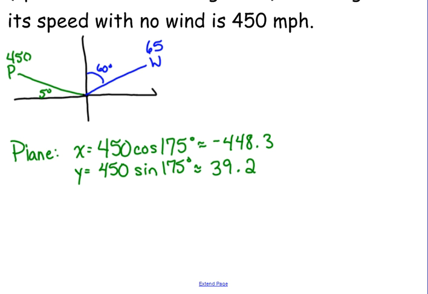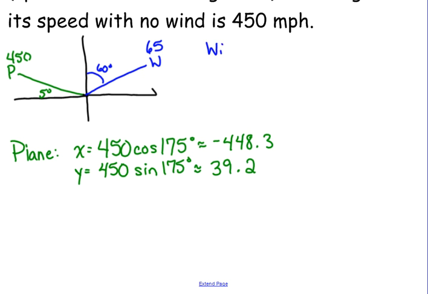Okay. So before we move on, check and make sure that these make sense. The x is negative. We are in the second quadrant. X is supposed to be negative. Y is supposed to be positive. If you used 5, you would have gotten the same numbers, but the x would have been positive instead of being negative. Okay, so always check yourself as you go along.